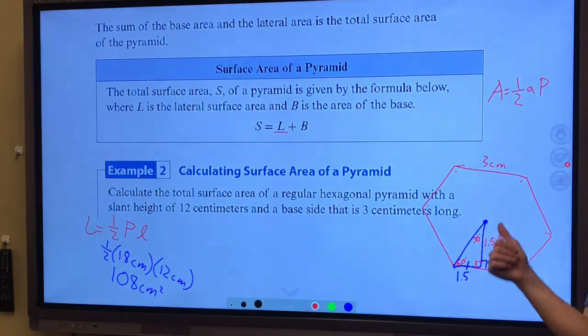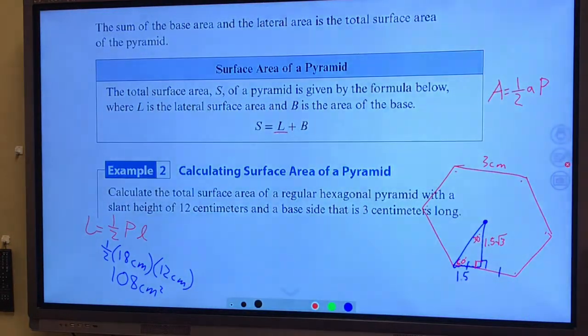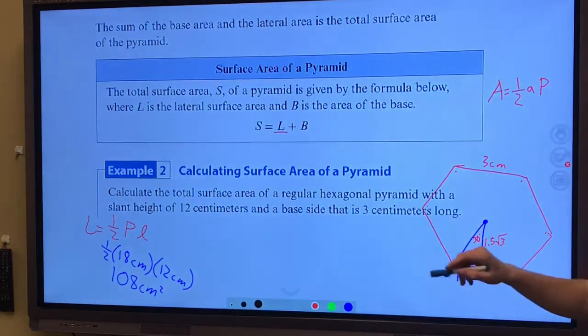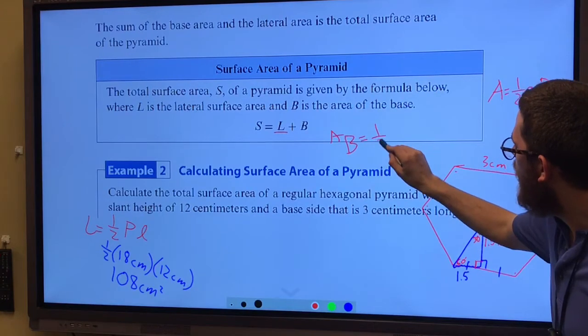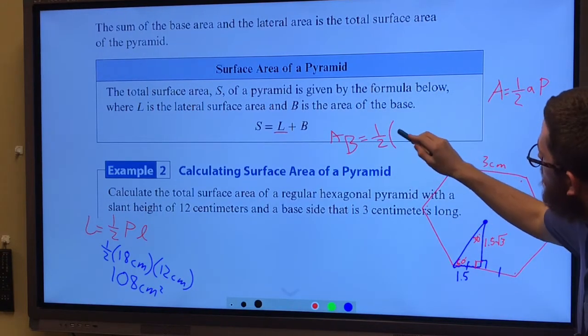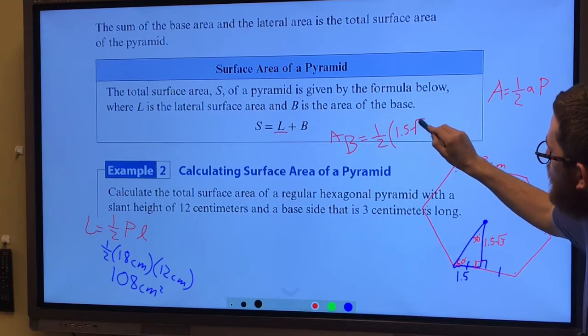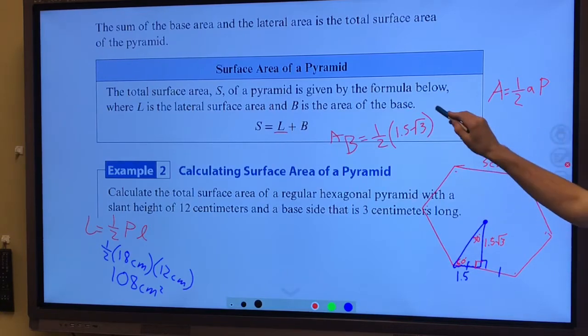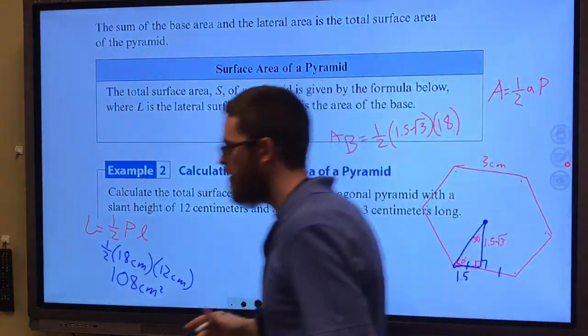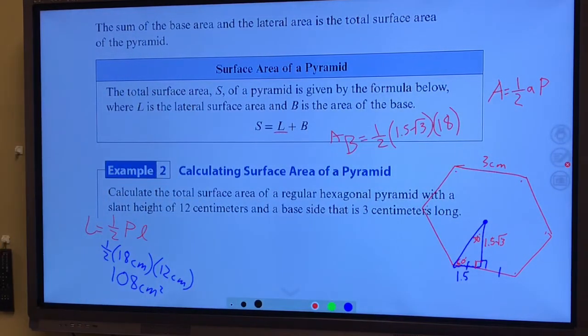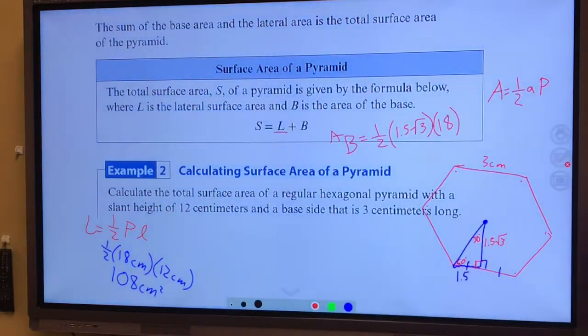All that work, we got our apothem, we know the perimeter, so we can find the area of the base. The area of the base would be 1/2 our apothem, which is 1.5 times the square root of 3, times our perimeter, which is 18. We plug all this stuff into a calculator. Where's that calculator? There's the calculator.